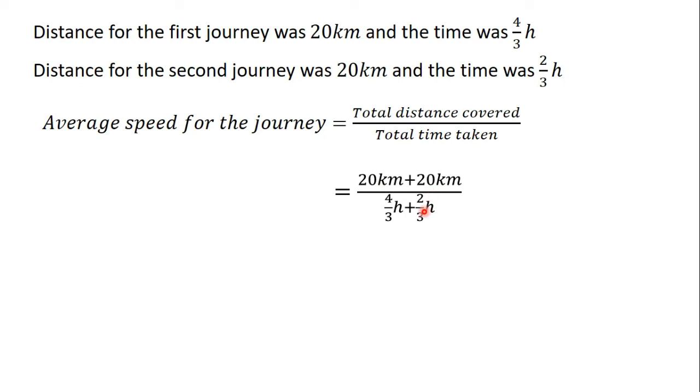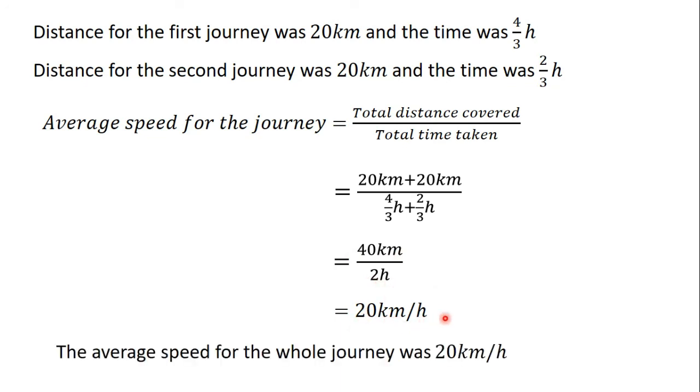20 kilometers plus 20 kilometers will give us 40 kilometers. 4 divided by 3 plus 2 divided by 3 will give us 2. So 4 divided by 3 hours plus 2 divided by 3 hours will give us 2 hours. 40 divided by 2 will give us 20. Kilometer divided by hour will give us kilometer per hour. So 40 kilometers divided by 2 hours will give us 20 kilometers per hour. So we can say that the average speed of the motorist for the whole journey was 20 kilometers per hour.